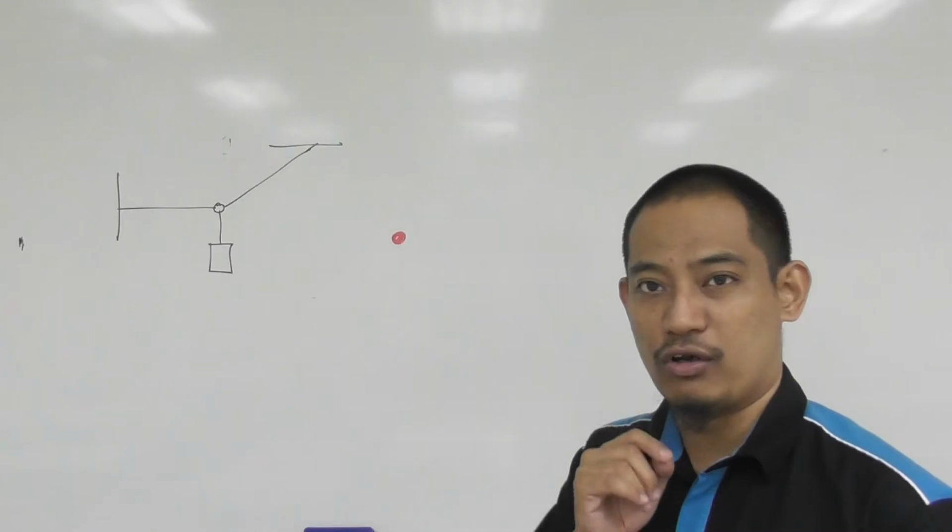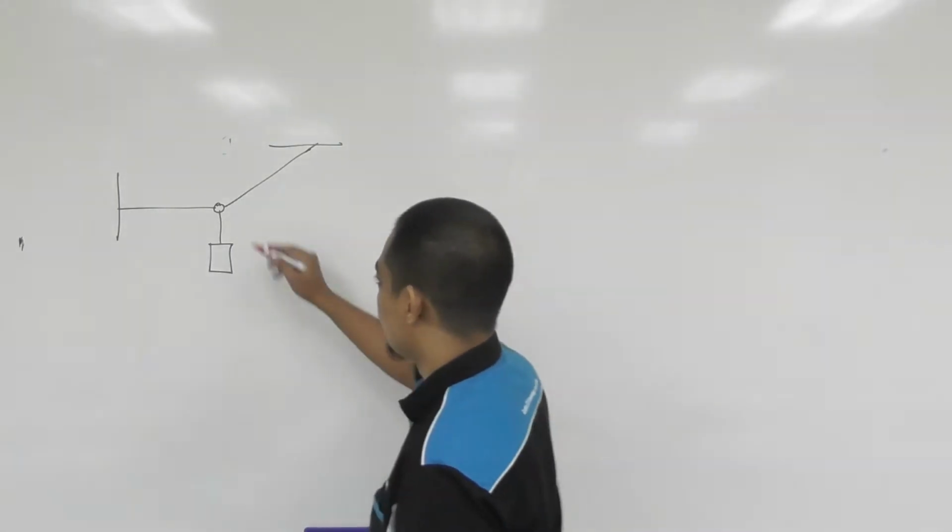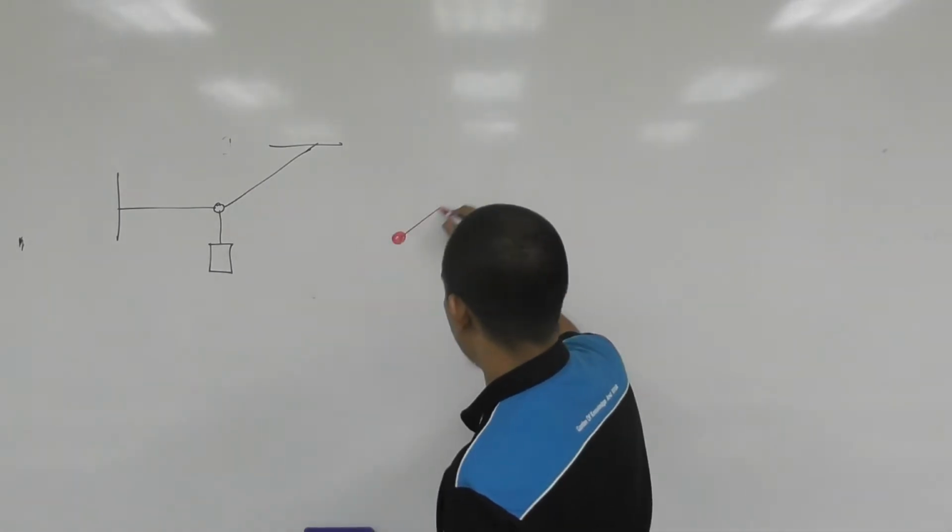Second, show all of the forces acting on the body. In this case, we have a cable here that is pulling in that direction, so we have a force here.